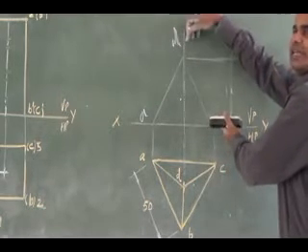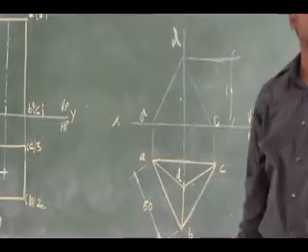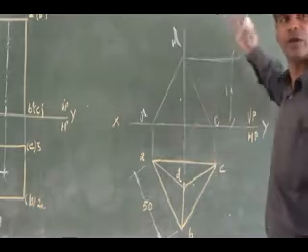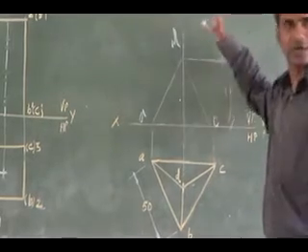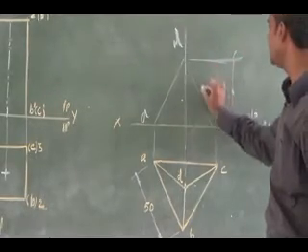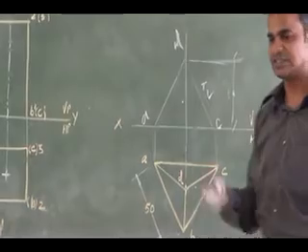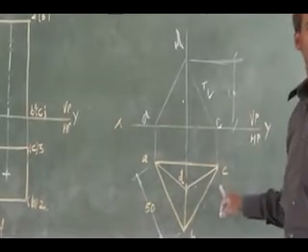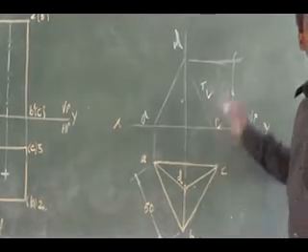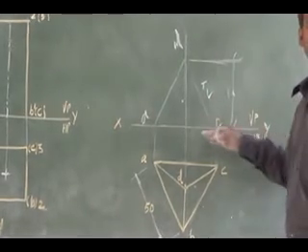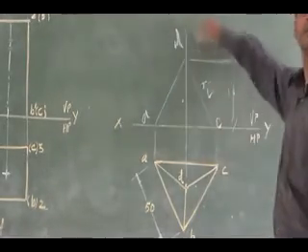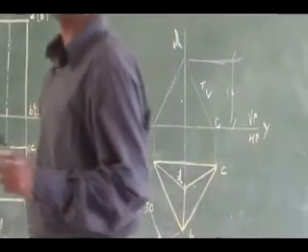If C D should be 50, what is the condition? In the top view, the C D line should be parallel to VP, right? Then only can I attain the true length of C D in my front view. So you see the C D edge in the top view. This is nothing but my C D. Is it parallel to VP? It is not parallel to the reference line, so it is inclined. So that edge also won't give me the true length, that is 50 mm, I cannot measure it.